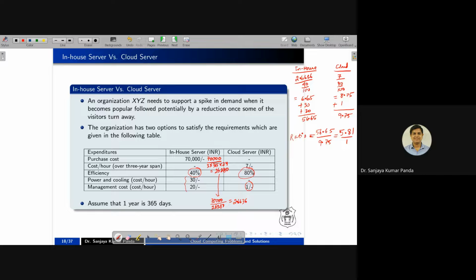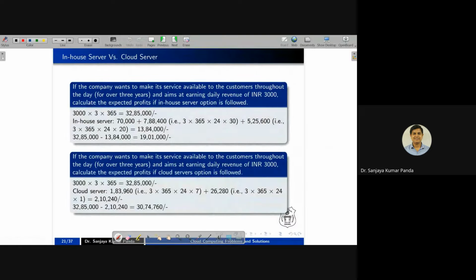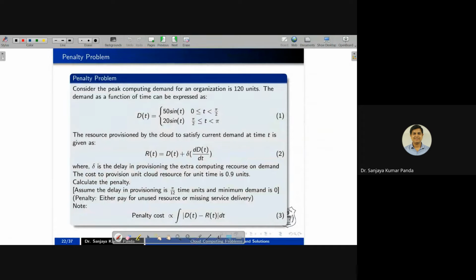Okay, so I'll proceed to the last problem, which is another interesting problem, which we call the penalty problem. Before going to this one, it looks very complex if you look at this slide, but I'll make it very simple. There are some other formulas to solve this particular problem, but I will try to make it simpler without showing these formulas.